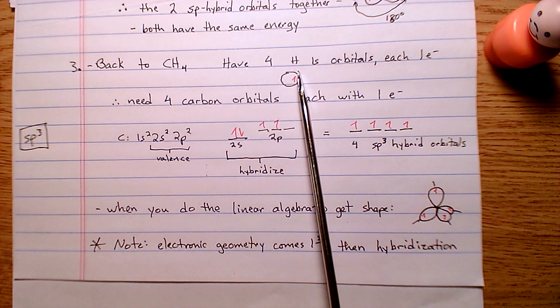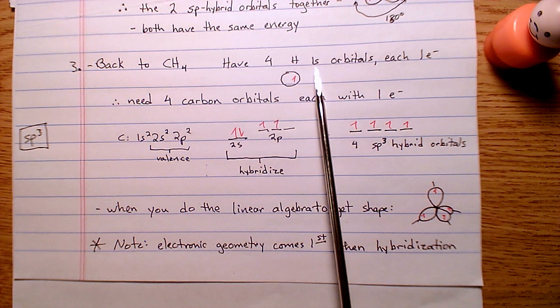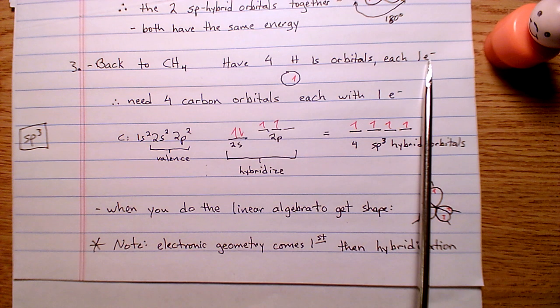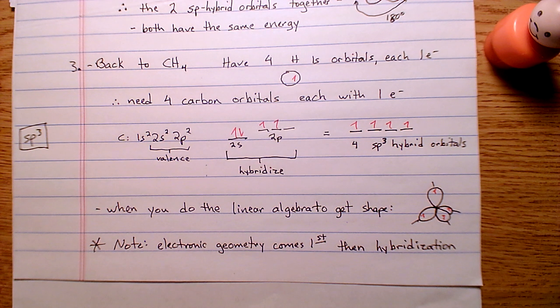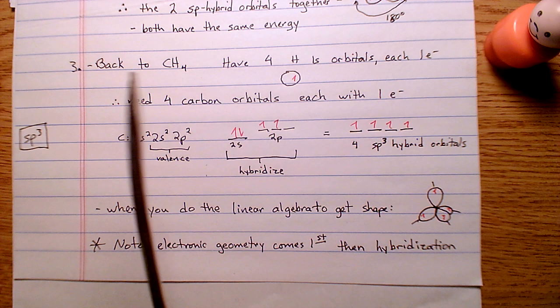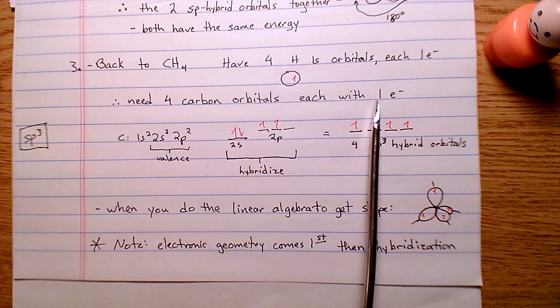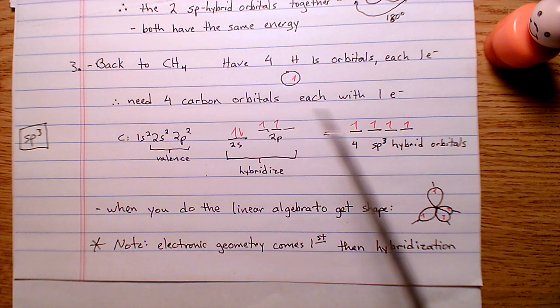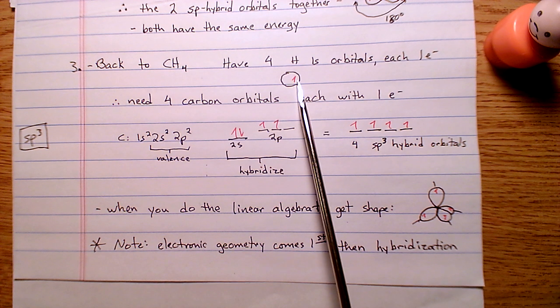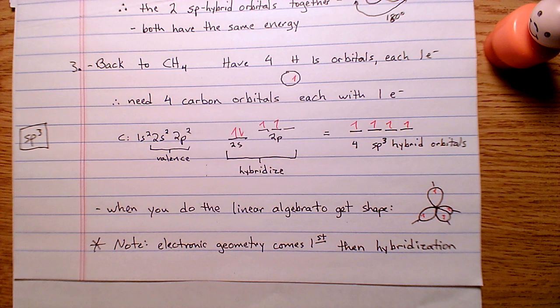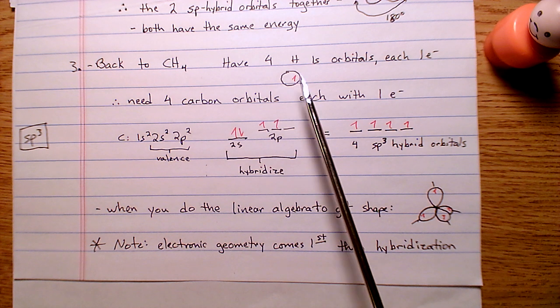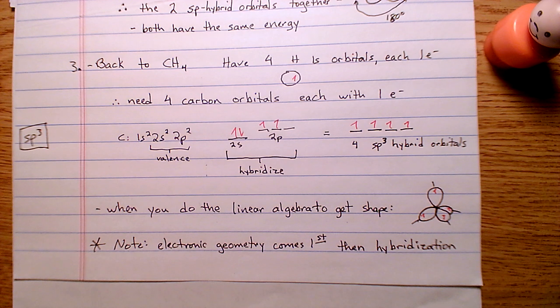Note we have 4 hydrogens. Each hydrogen has a 1s orbital, each with 1 electron in it. The spherical 1s orbital with a hydrogen, 1 electron in each. Therefore, valence bond theory says we need 4 carbon orbitals, each with 1 electron, because I need to overlap the 1 electron in the hydrogen s orbital with one of the orbitals in the carbon atom that has 1 electron in it to make the 2 electrons in the bond.